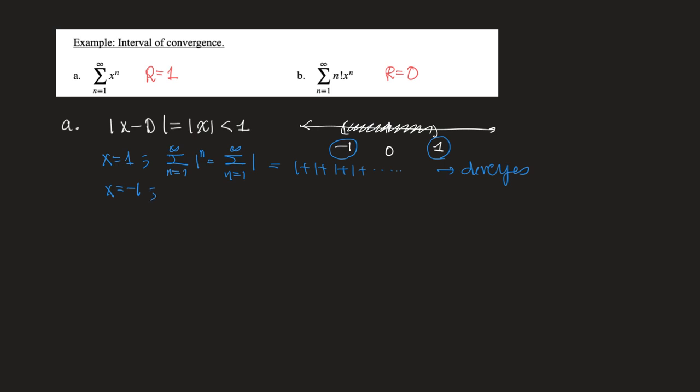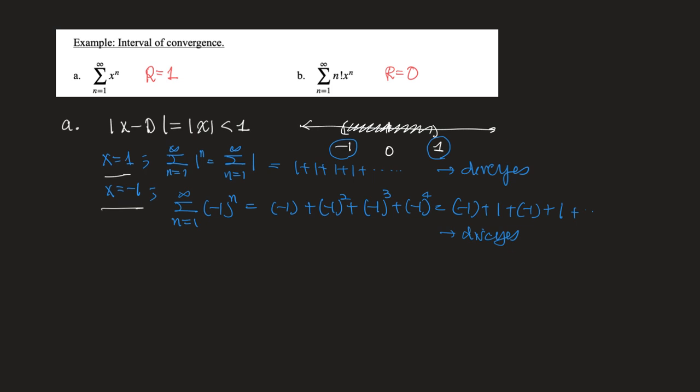Let's check the other endpoint, x equals -1, summation n equals 1 to infinity of (-1) to the n. Plug in 1, -1; plug in 2, (-1) squared, 1; (-1) cubed, -1. So it's -1, 1, -1, 1. What do you call this? Divergent. Guys, think about why that diverges. It's the divergence test, okay? So we figured it out, and this point makes the power series diverge.